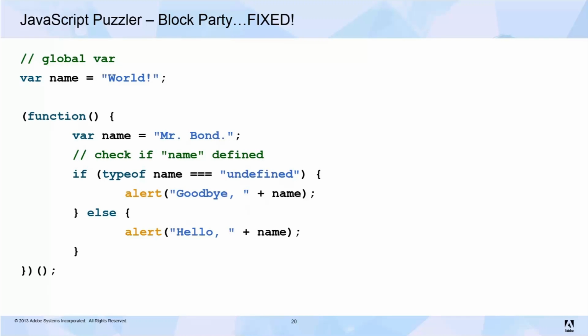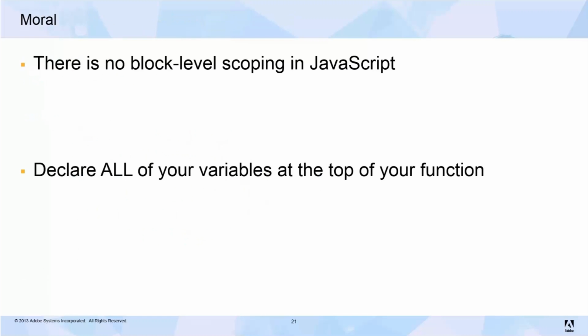The moral: there is no block level scoping in JavaScript. Furthermore, there's a procedure called hoisting that will move around your declarations. So declare all of your variables at the top of your function so you don't get surprised by anything that the interpreter does. All right, on to the next puzzler.